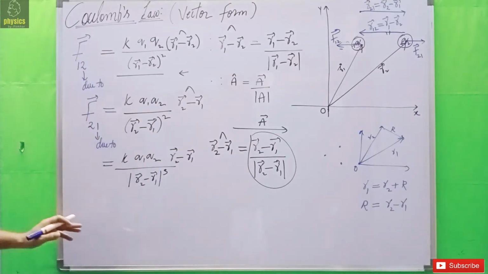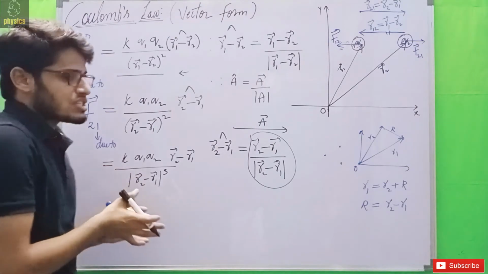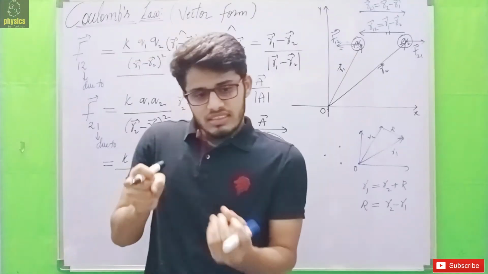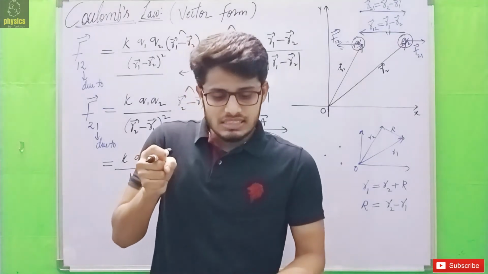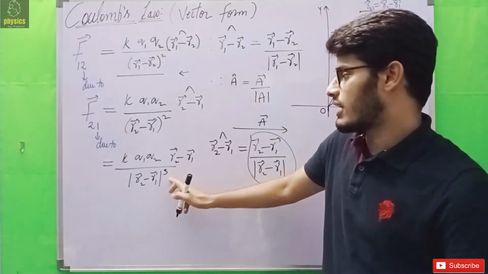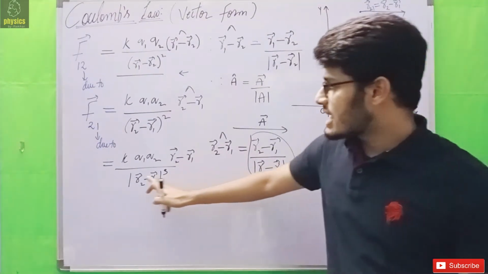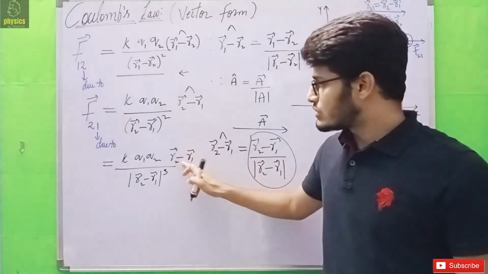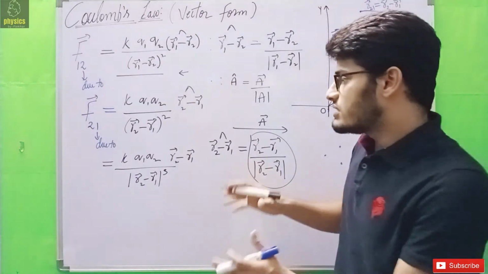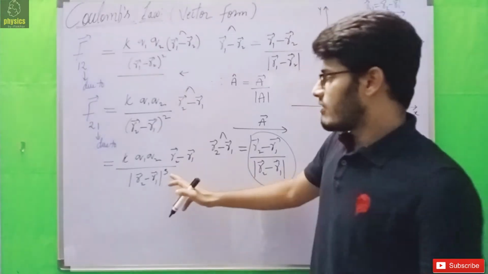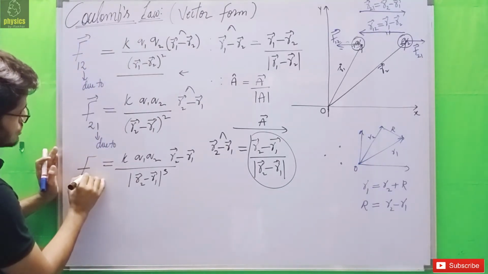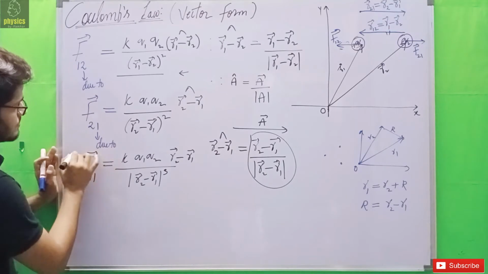So you might say that, sir, this is not the right equation because the relation between force and the distance between the particles will follow the inverse square law, but this equation is not following the inverse square law. Here you are getting cube, but the same quantity is upstairs also, so you can cancel out. You will be having just R square. So that's why it doesn't matter. Just to write it in vector form, we have written it like this. This is the force on 2 due to 1.